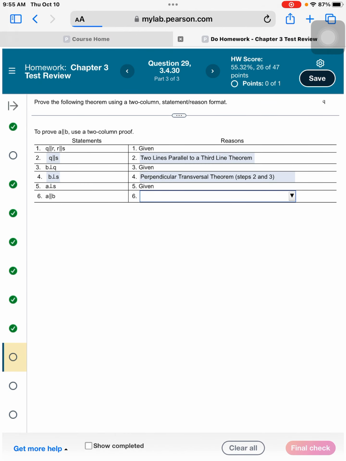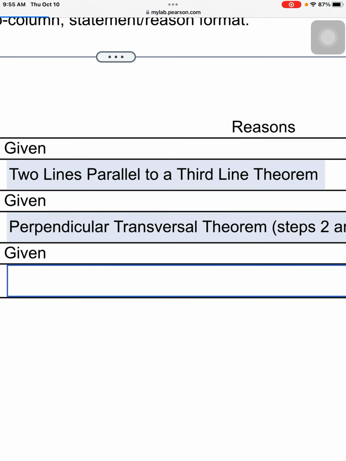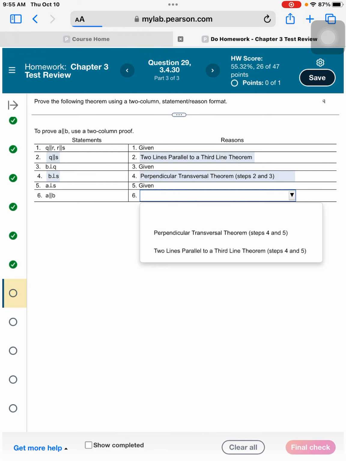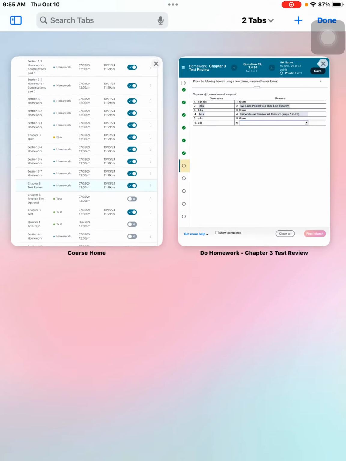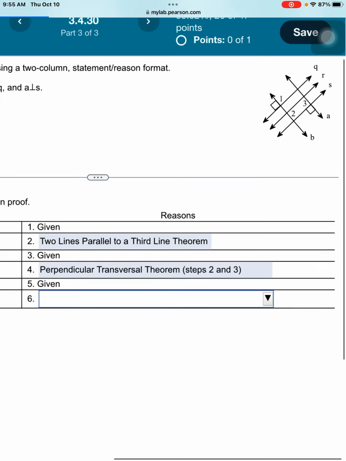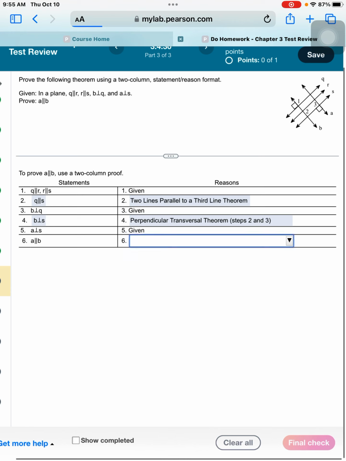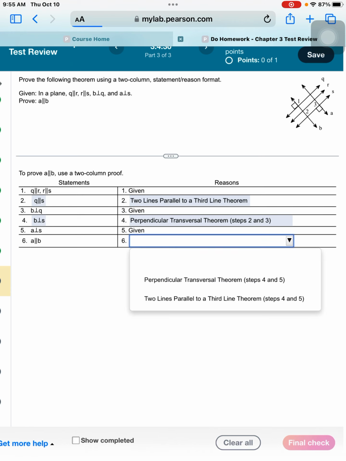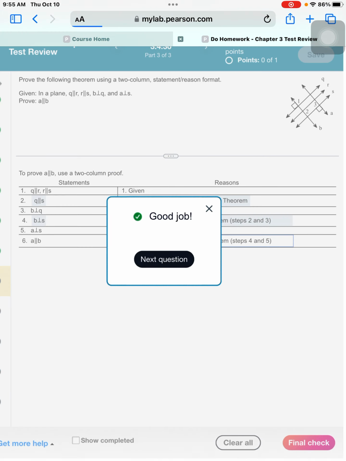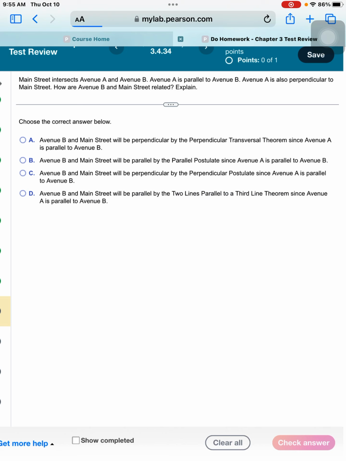Alright guys, I'm going to skip this because I feel like I'm wasting my time, since this is not going to be on the exam. This is too difficult and we haven't even covered the two lines parallel to a third line theorem. Yeah, we have, and the perpendicular transversal theorem. Yeah, we have, but I have a feeling it's not that. Okay, let's just finish it since we already started. If A and B are parallel, then what? Alright, that was a pain in the butt.